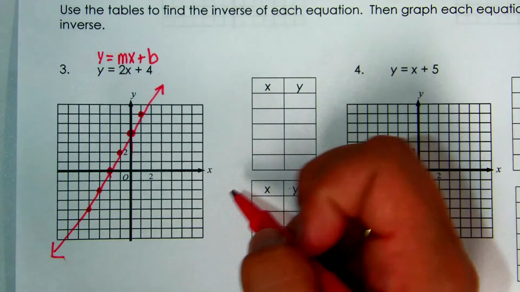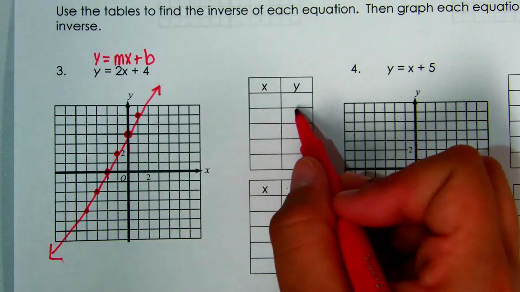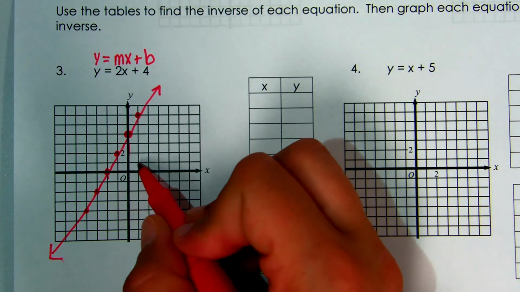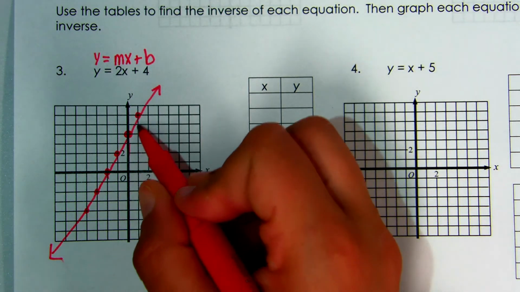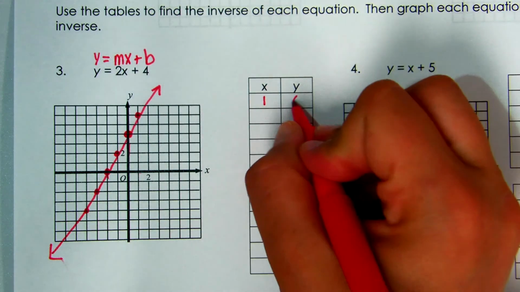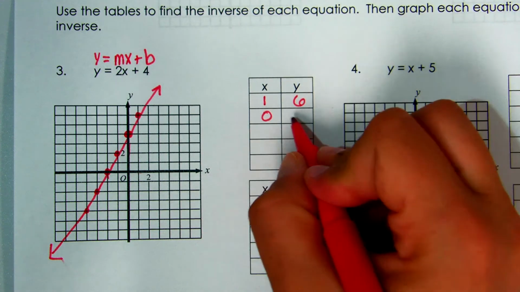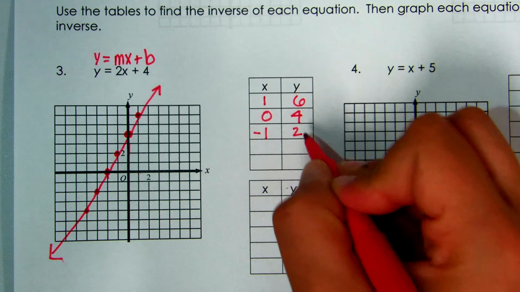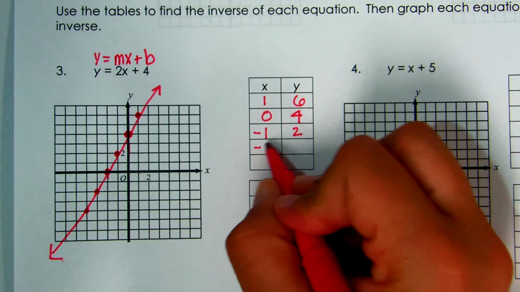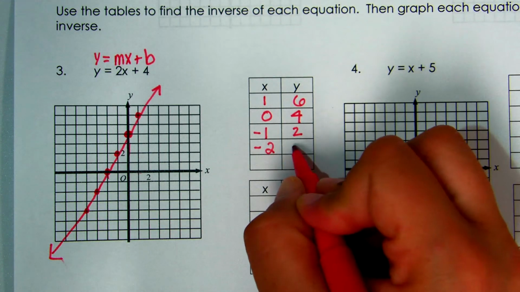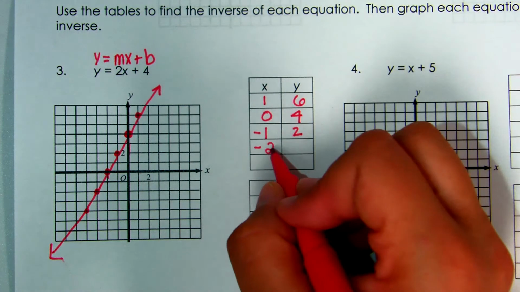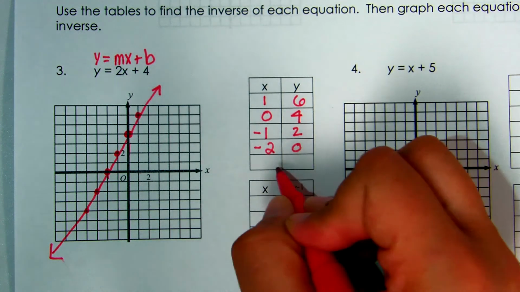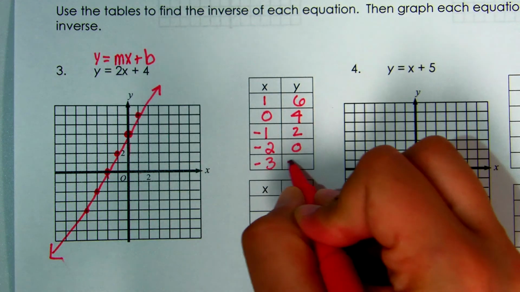Now I'm going to take my ordered pairs and put them in the table. So I have the point 1, 6, 0, 4, -1, 2, -2, oh, I'm sorry. -2, 0, and -3, -2.